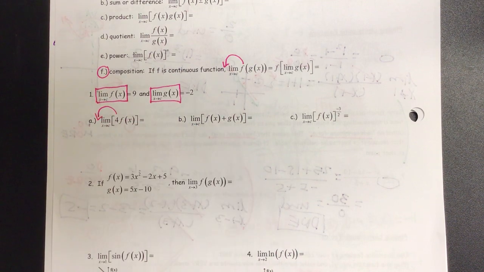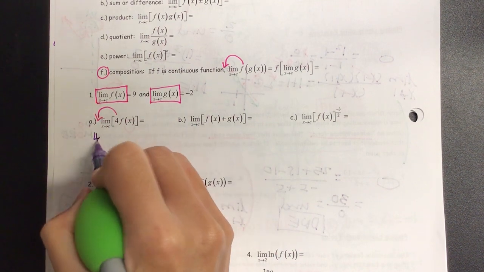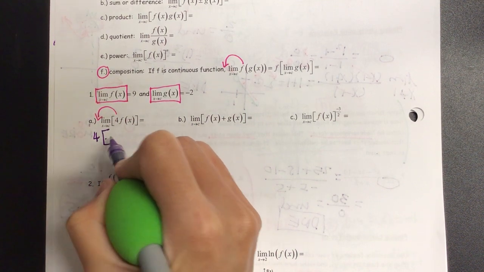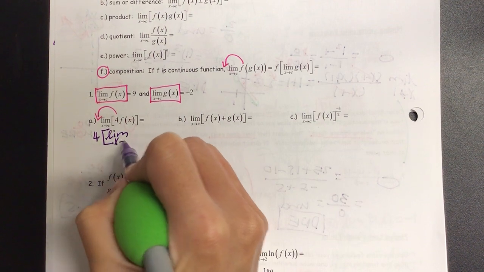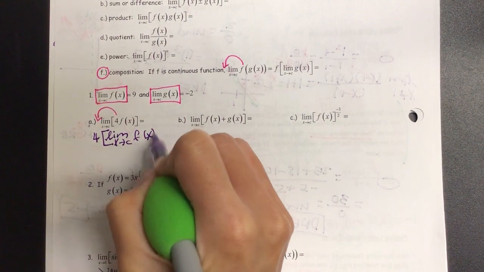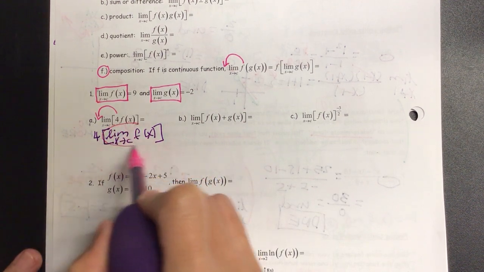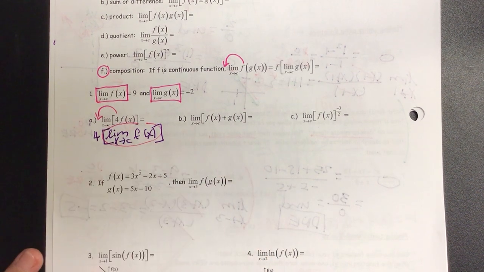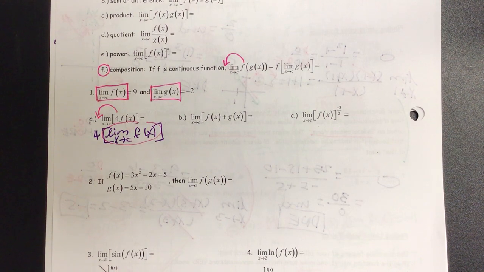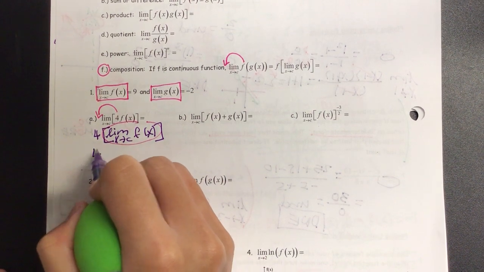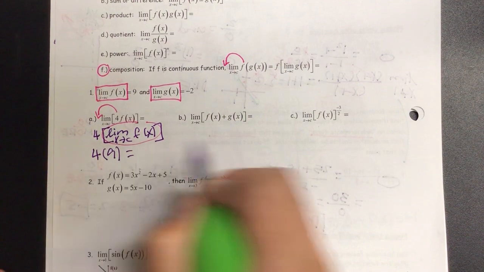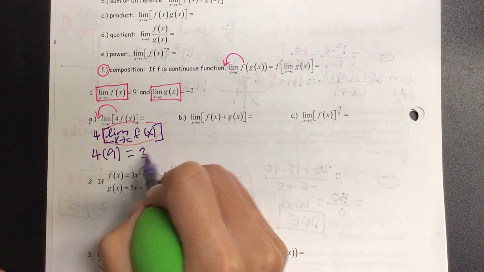The 4. So when I take the 4 out, we get 4 times, let me put this in brackets, the limit as x approaches c of f of x. And then I want you to notice something. Isn't all that what I have boxed on number 1? So all that is representing what number? 9. So 4 times 9. What is 4 times 9? 36.